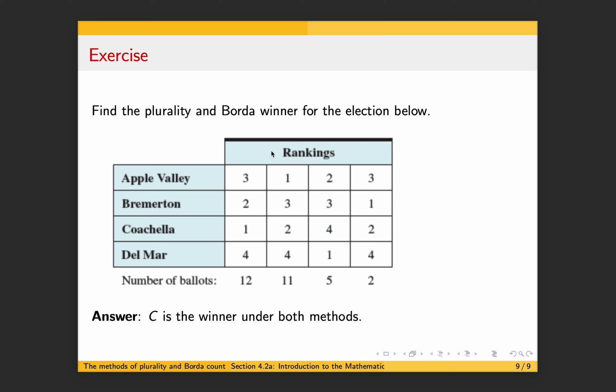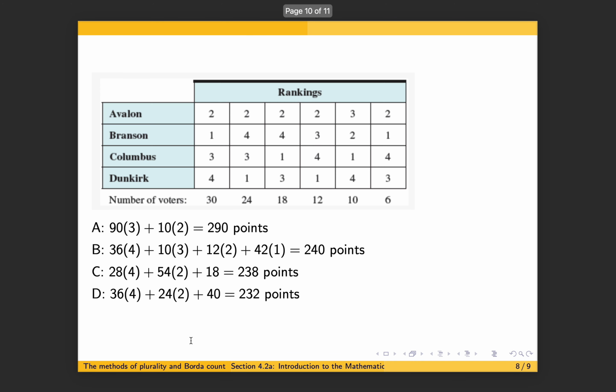Now to finish this off, this is the exercise you would have done in class. Here's a fresh new table. And I would have asked you to find the winners under both methods for this table. Now you can check, and you should do the work, but candidate C, Coachella here, that candidate is the winner under both methods. So all of that to say, for some elections, like this one, these 2 methods contradict each other. These 2 methods disagree.